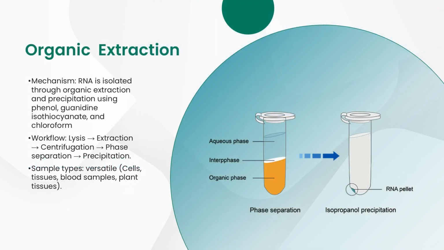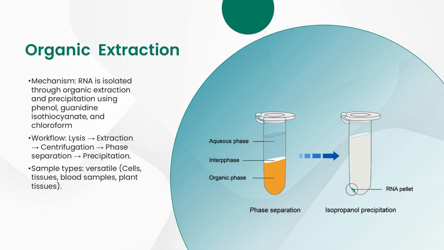Organic extraction has been considered the traditional, gold standard method for RNA purification. This method, often performed with reagents such as TRIzol, was first popularized in the late 1980s by Chomczynski and Sacchi. It relies on a monophasic solution of phenol and guanidinium isothiocyanate, followed by chloroform addition. After centrifugation, the aqueous phase contains RNA, while proteins and DNA remain in the organic and interphase layers.